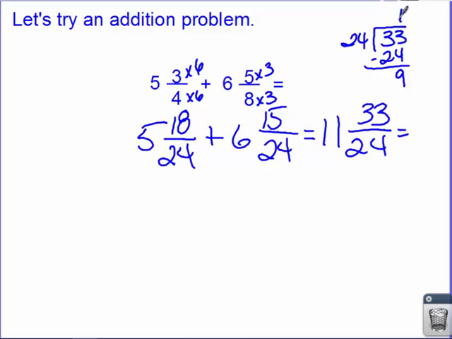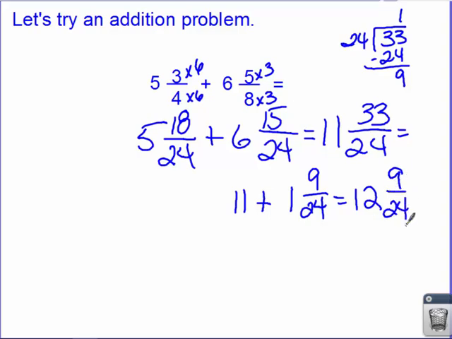So that means that it goes one whole time. So this 1 is going to go into the 11, because this means I've got 11 plus, because we know that this mixed number is a plus. We talked about that at the beginning of the lesson. Plus 1 and 9 over 24, 1 and 9 24ths. So now this 11 and this 1 can go together to make 12. And then we've got 9 over 24 left.